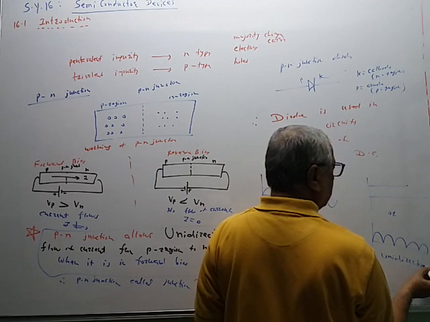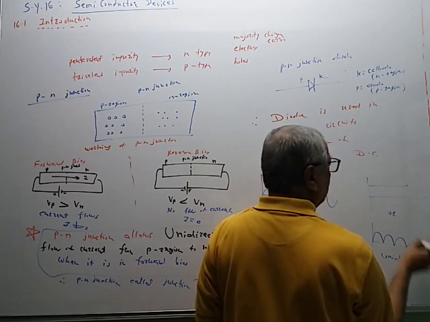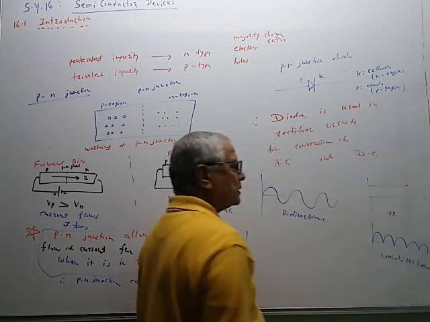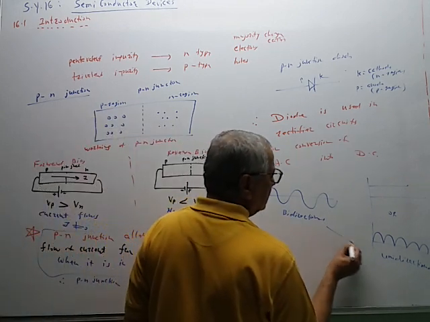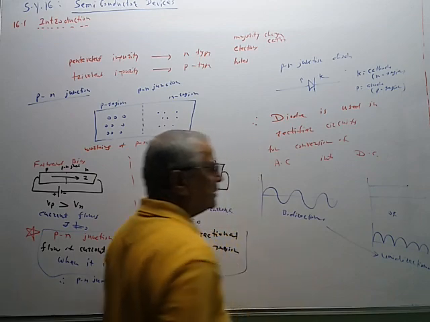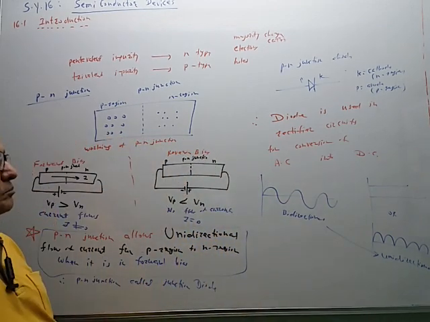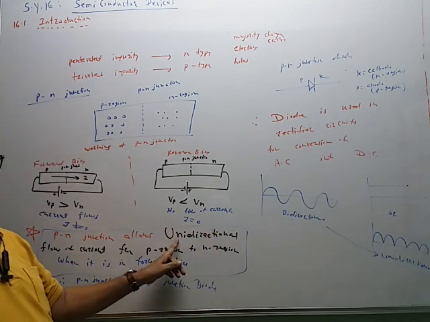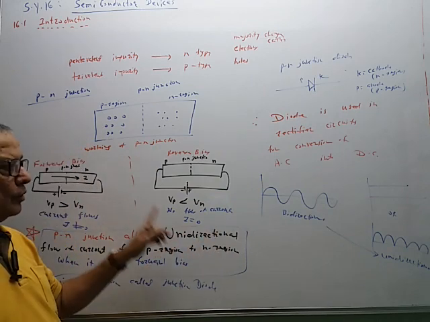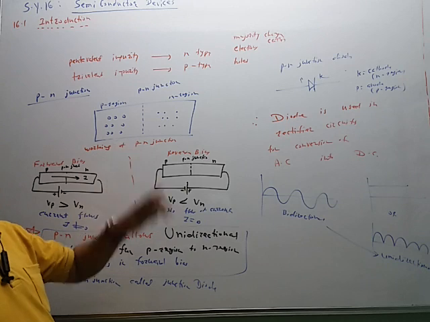No change in direction. No change in magnitude. Magnitude changes, but no change in direction. So this bidirectional current is converted into the unidirectional current by using a diode, because a diode allows the unidirectional flow of current. So now we are to use the diode for rectification.